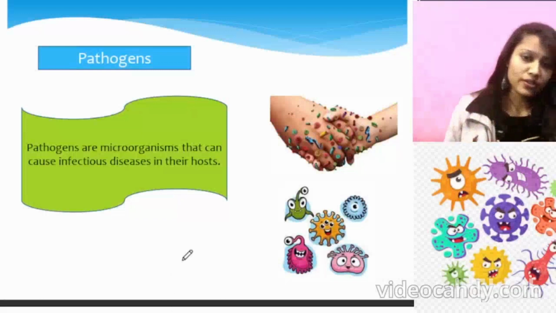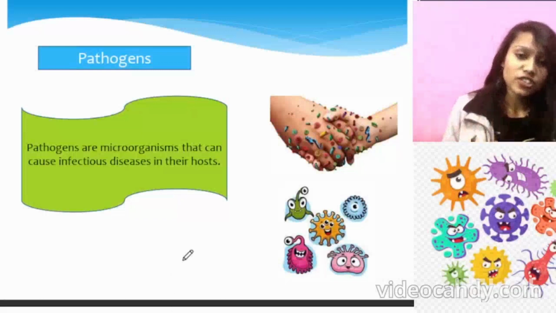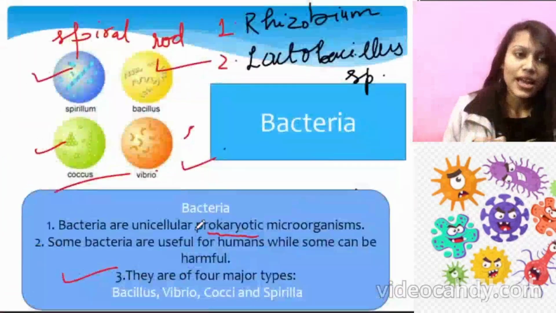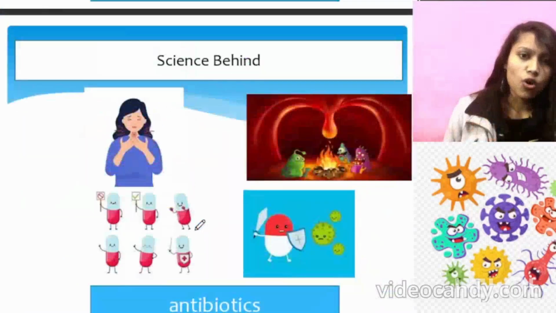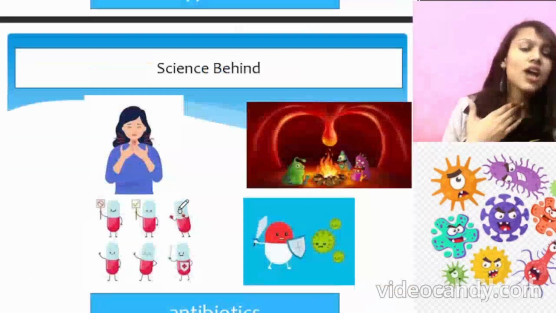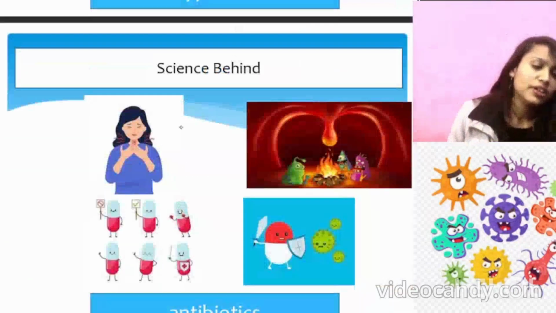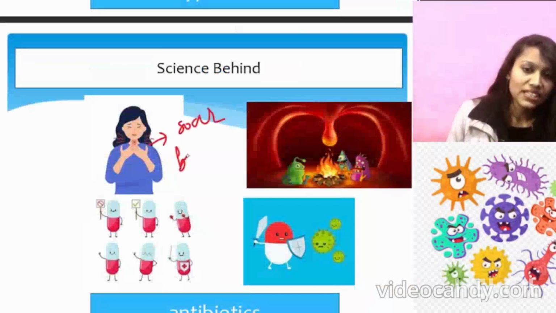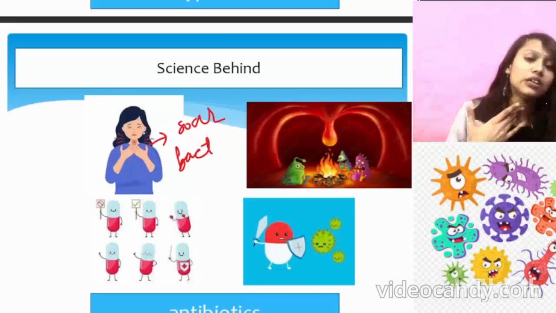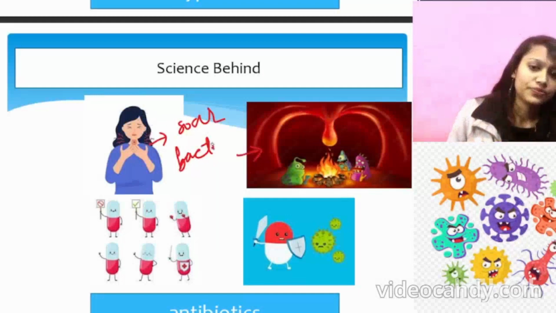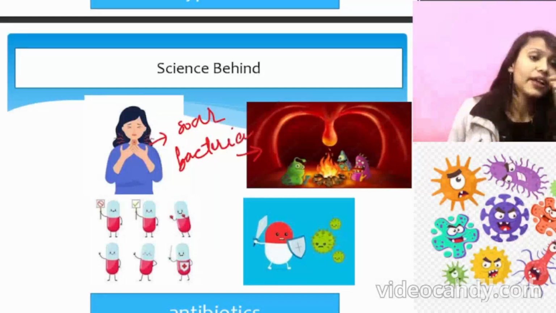Those microorganisms which can cause infectious disease in their host are known as pathogens. Like I told you, in the previous slide we saw a girl who got a sore throat, and her throat really hurts. Some bacteria invaded her through her mouth, and then they hurt her throat. So here bacteria are acting as foe.